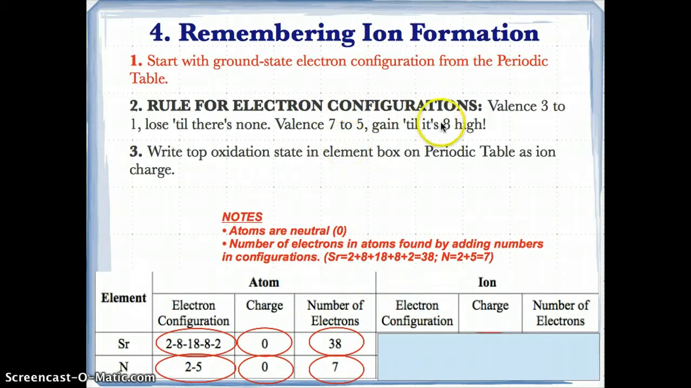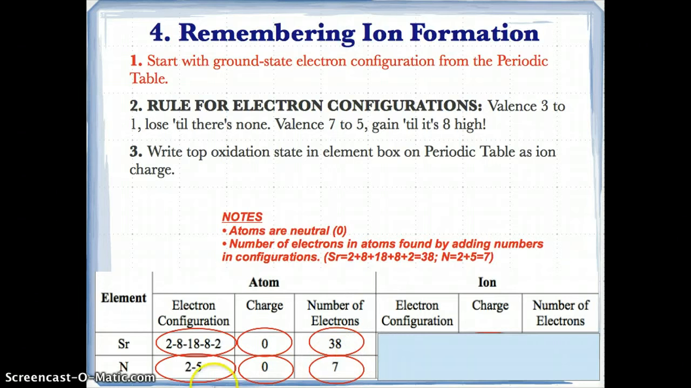Now let's talk about how ions form. To work through ion formation, we first have to look at the ground state electron configuration. That's step one in working through ion formation. All right, so here, if we look at the periodic table, we see that the configurations are 2-8-18-8-2 for Sr and 2-5 for N. In terms of charges, we have to remember that since these are atoms, they don't have an overall charge, or they're neutral, so they have a charge of 0. Also, to find the number of electrons, we just add up all the electrons in each configuration. So for Sr, if we have 2, 8, 18, 8, and 2, and we add them up, we get 38.